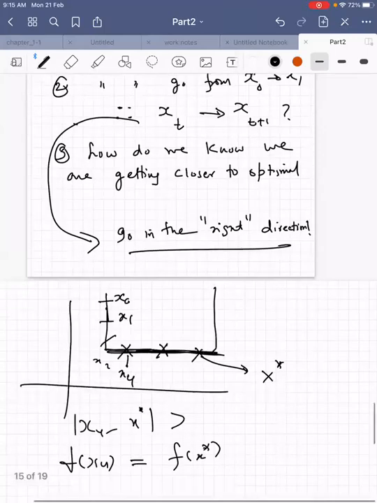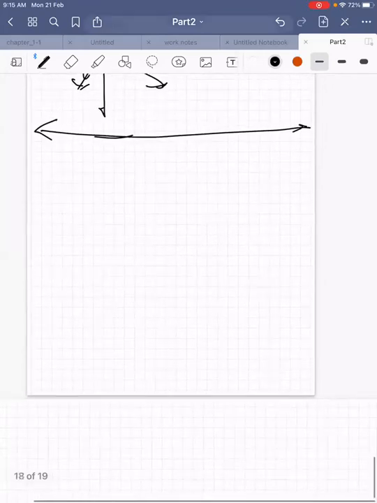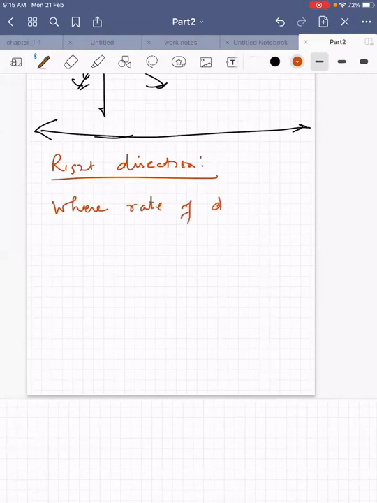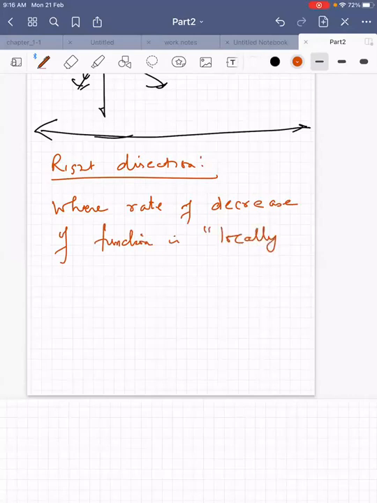Go in a direction. So let me just write it out here. So the meaning of right direction is where the rate of decrease of the value of function, or rate of decrease of function, is, I'm using a term locally, maximum. Okay, this is the answer.